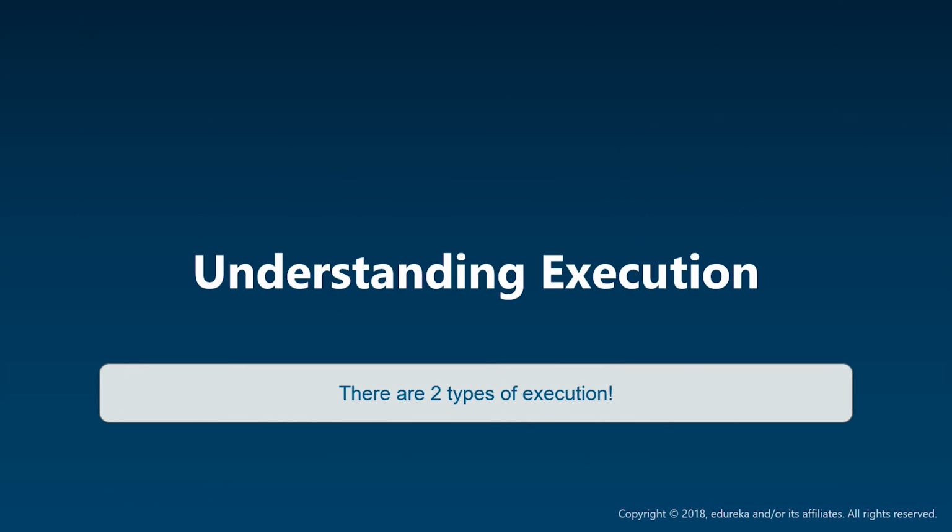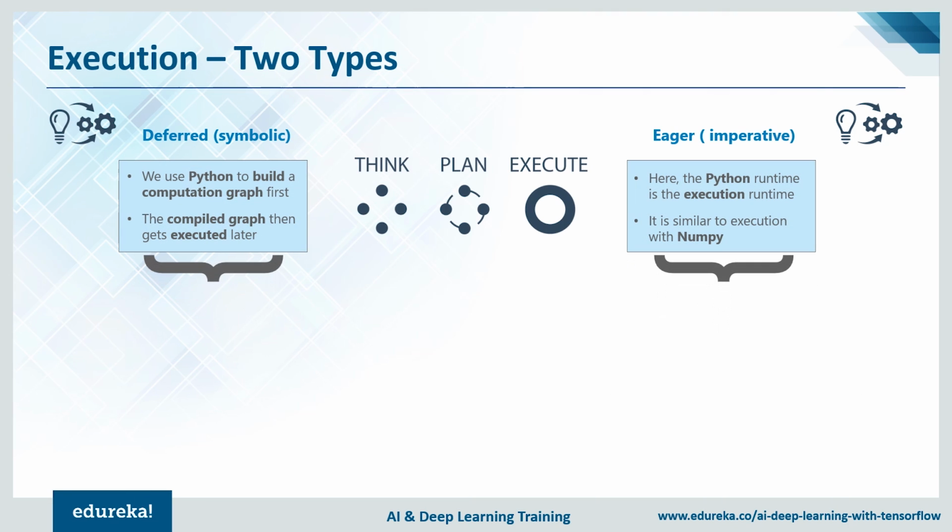So moving on, we need to understand the two basic types of execution in Keras, deferred and eager execution. It is also called symbolic and imperative execution as well. Well, with deferred, we use Python to build a computation graph first like we previously discussed, and then this compiled graph gets executed. Well, with eager execution, there is a slight change, guys. It is here that the Python runtime itself becomes the execution runtime for all of the models. It is very similar to execution with NumPy. So if you're familiar with NumPy, then it's a cakewalk, guys.